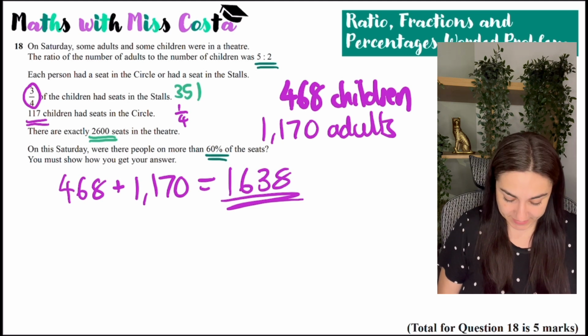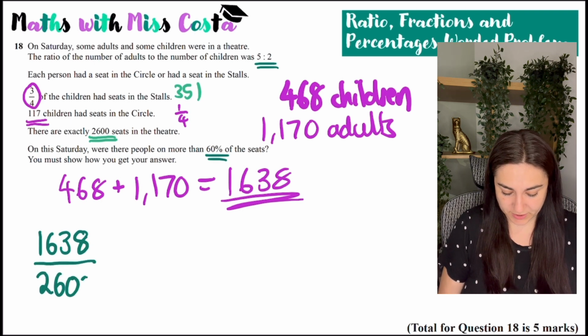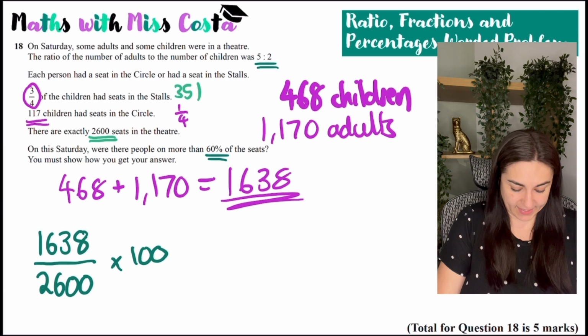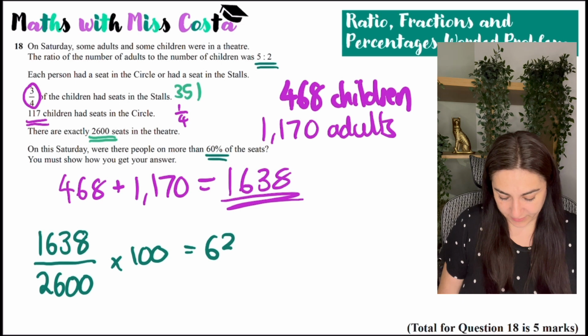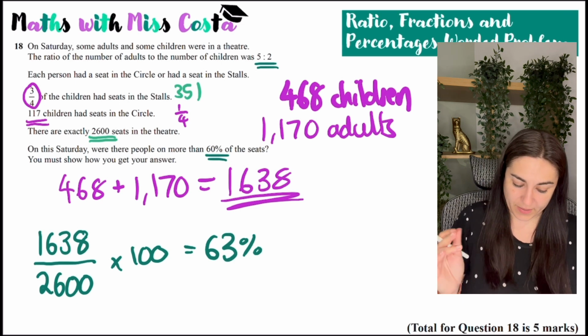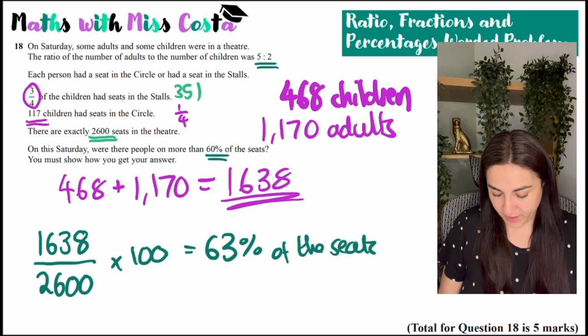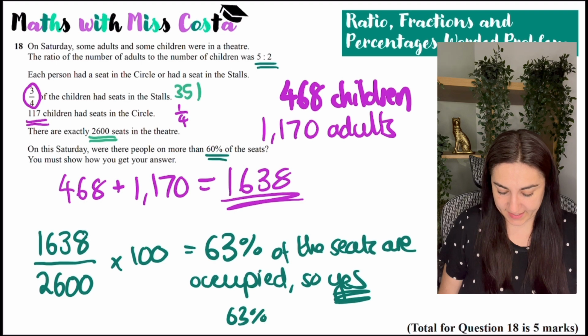So I could write this as a percentage. To write anything as a percentage, you write the number. So there's 1,638 people out of the total, which is 2,600, and then I multiply it by 100. So 1,638 divided by 2,600 times 100 is 63%. So I know 63% of the seats are occupied. So yes, because 63% is greater than 60%.